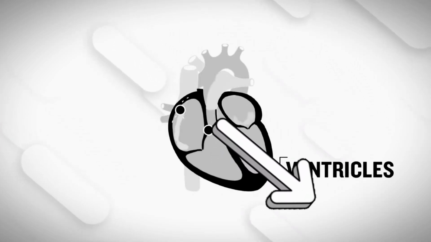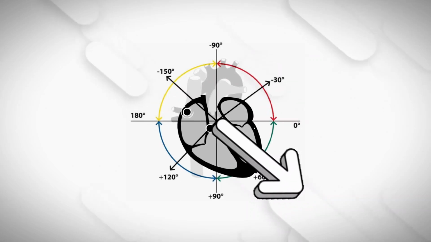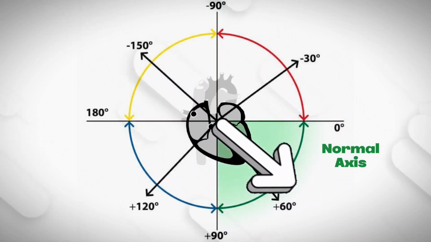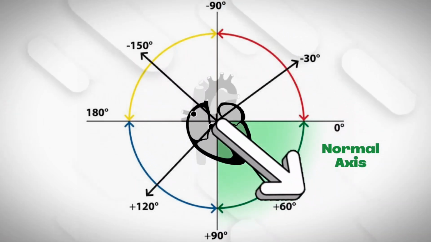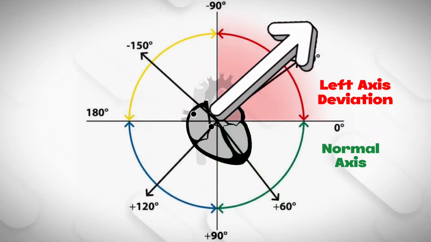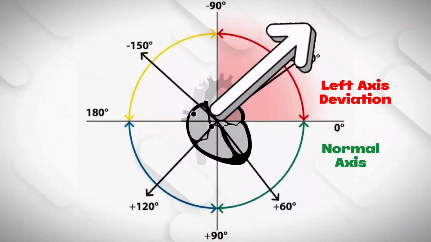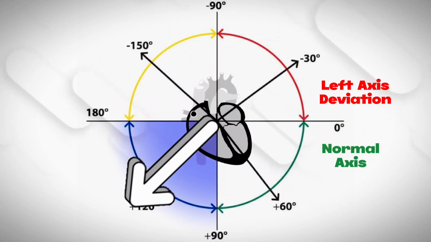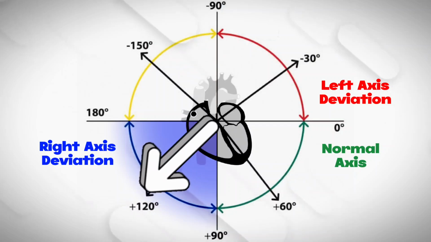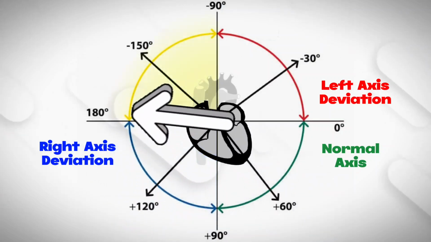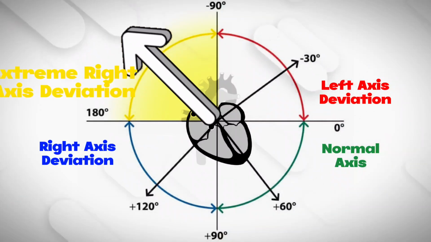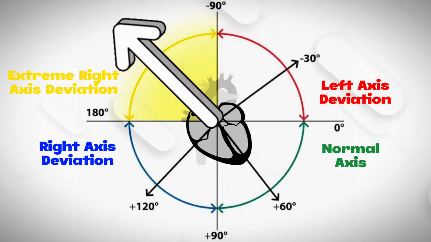This direction of electrical current, as a vector, is the normal axis of your heart. The range of the normal axis is between 0 to 90 degrees. And when the vector is between 0 to -90 degrees, it's called left axis deviation. And when the vector is between 90 to 180 degrees, it's called right axis deviation. The vector between -90 and 180 degrees is very rare, and it is called extreme right axis deviation.